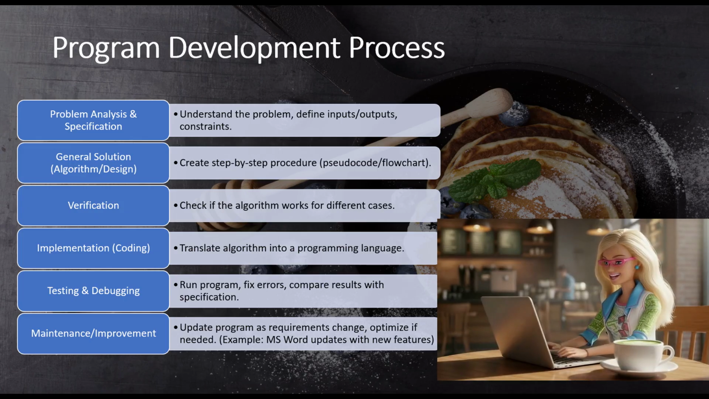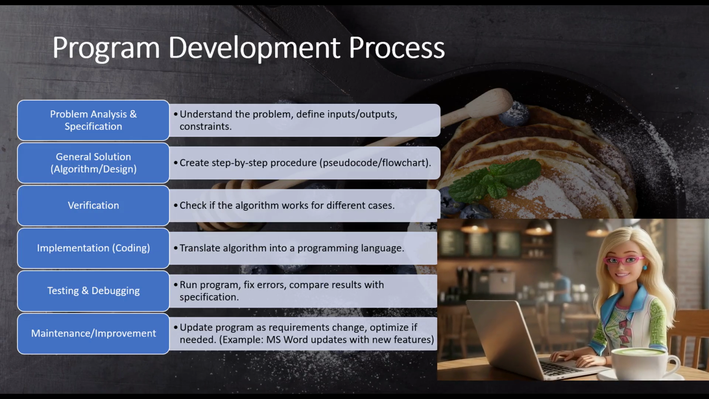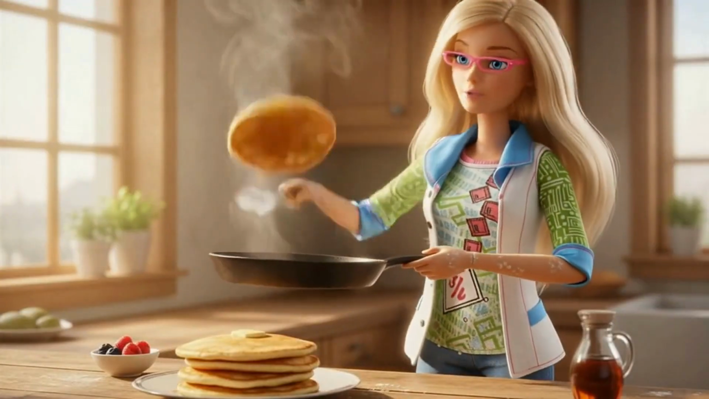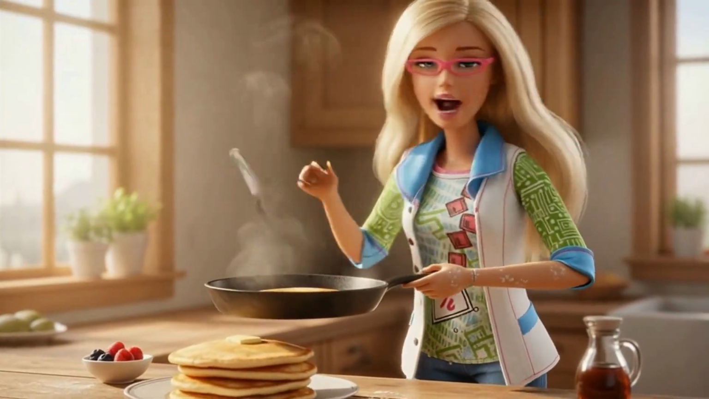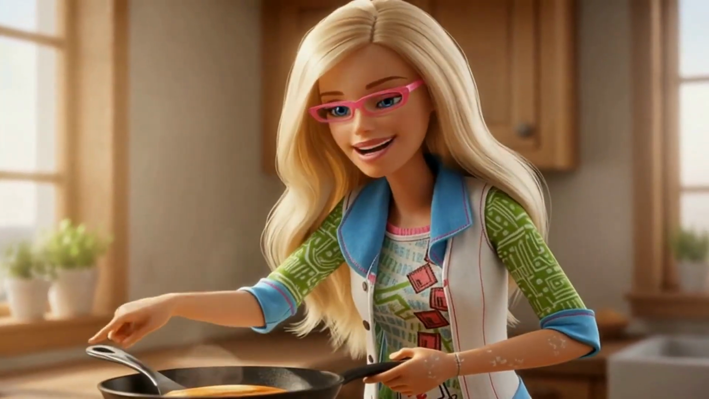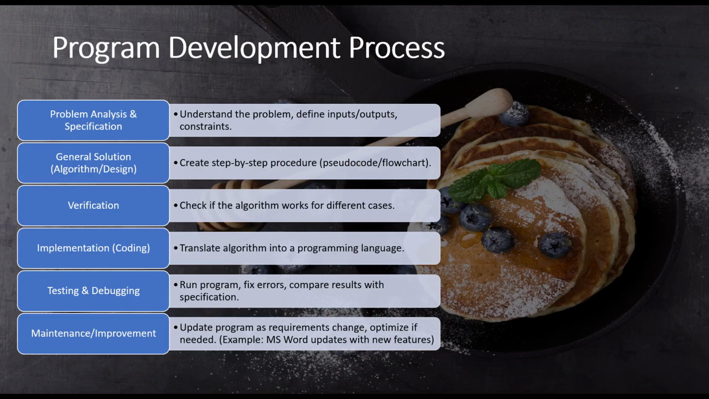Now, let's understand the program development process using something everyone knows, that is making pancakes. First, we decide what we want. Regular or blueberry pancakes, how many, any allergies, and what ingredients we have. And knowing the constraints, you don't start cooking without knowing the recipe. The first step is problem analysis and specification.